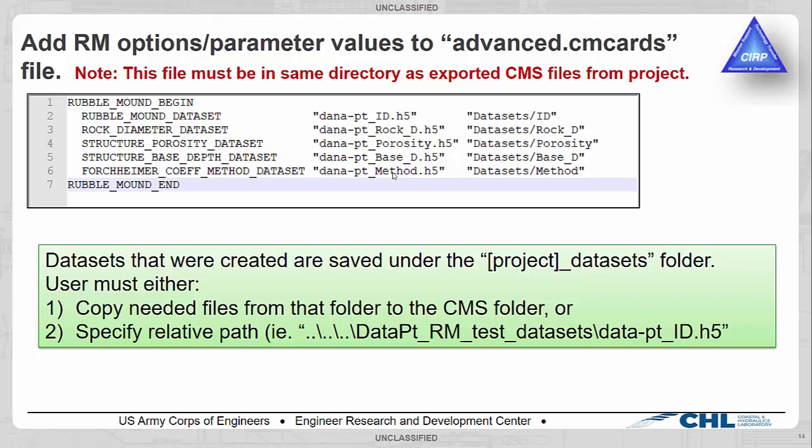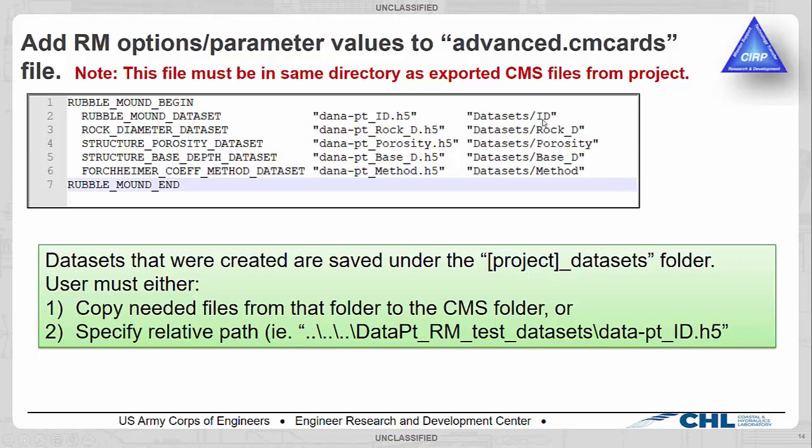So you need to tell CMS either where in the directory path these files are, or you need to just copy them from that path and place them in the same folder as where your other CMS files are located. And so these are the 5 names that are written out, and I'll show that in a minute. And these are the actual path names.